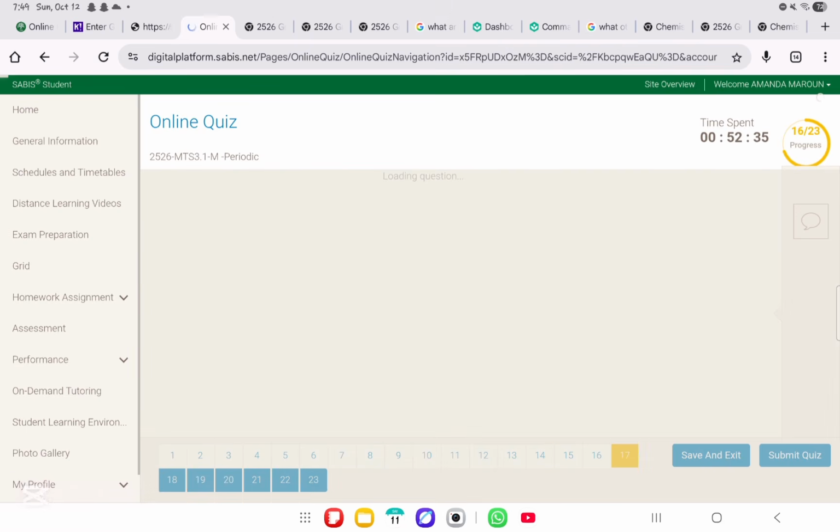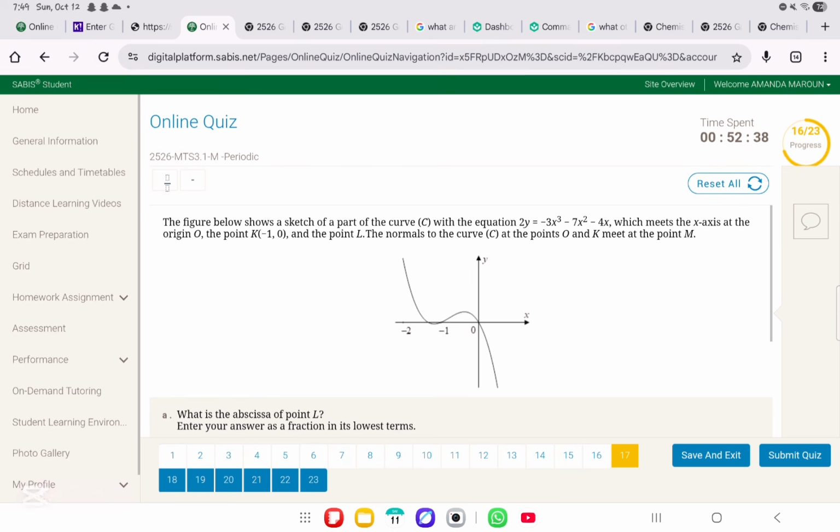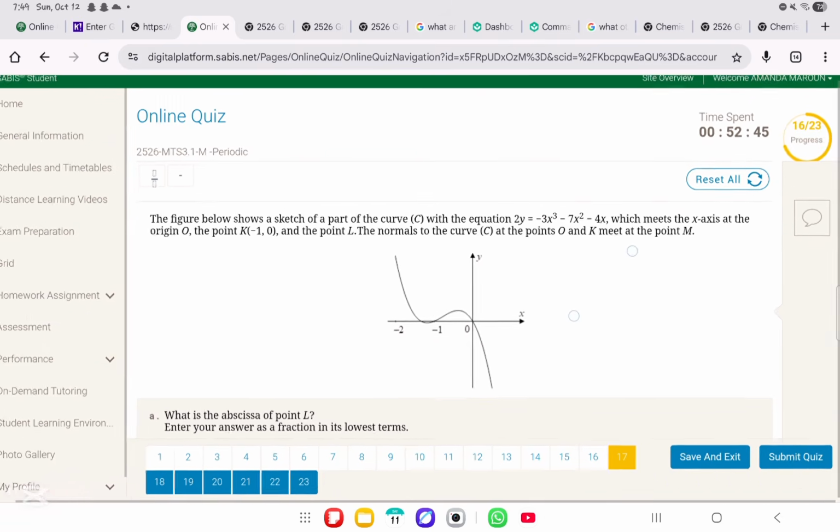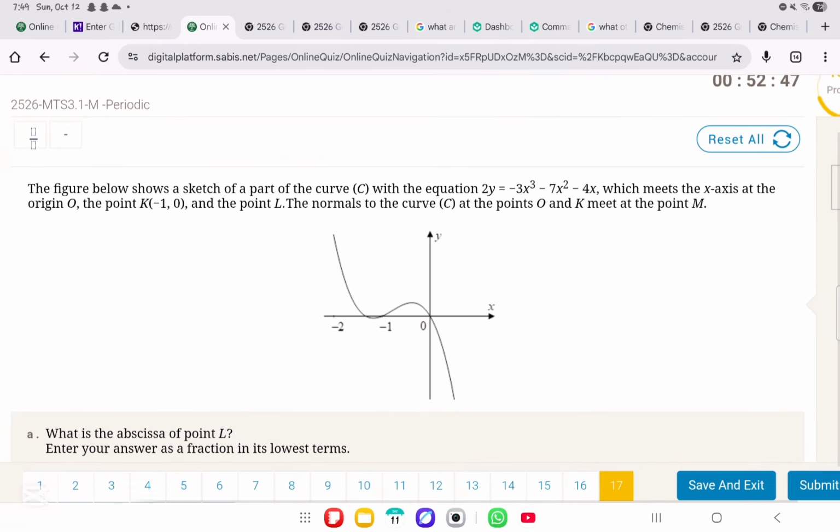We move on to question number 17. Question number 17 may appear to be a bit long, hard, and complicated. In reality, I'm gonna be honest, it takes a lot of time, but if you understand it, it won't be hard. Okay, so let's start.